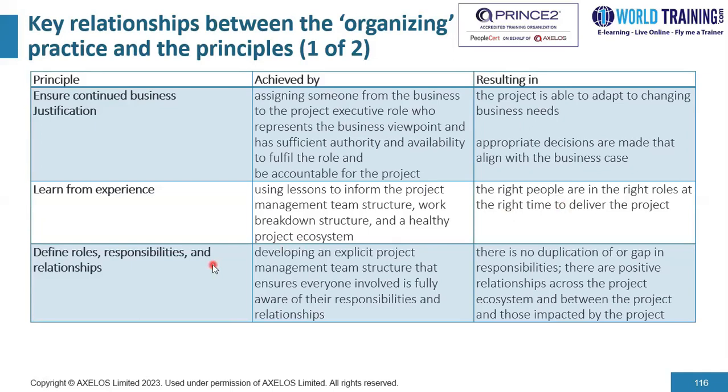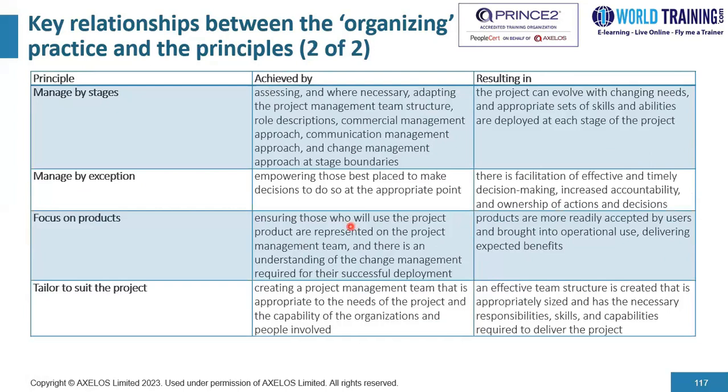And the third key relationship is with defined roles and responsibilities and relationships. Now, developing an explicit project management team structure that ensures everyone involved is fully aware of their responsibilities and relationships is key and vital to this particular practice. Now, this particular element would result in no duplication or gap in responsibilities. There are positive relationships across the project ecosystem and between the project and those impacted by the project. We'll explore some further aspects of relationships in the next slide.